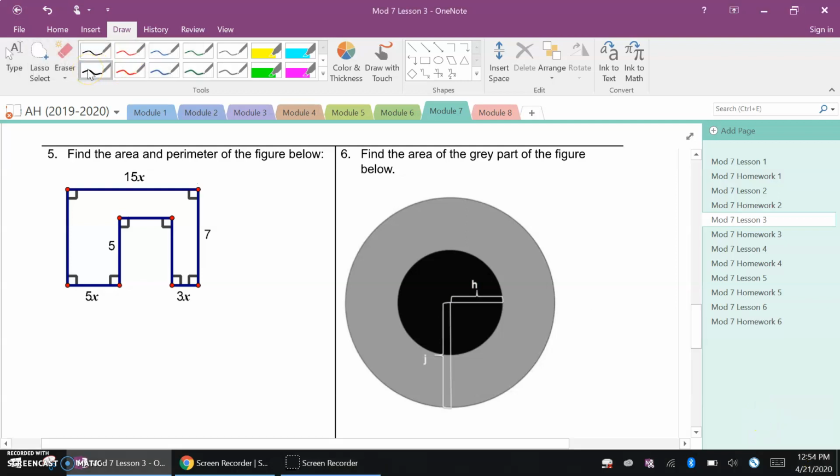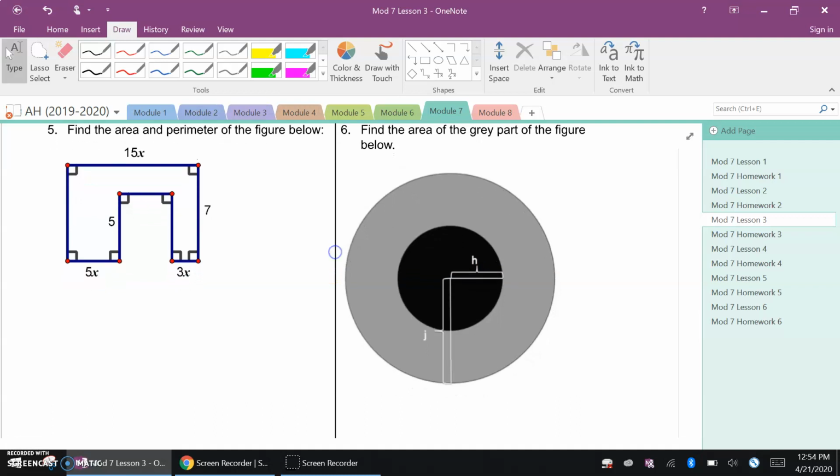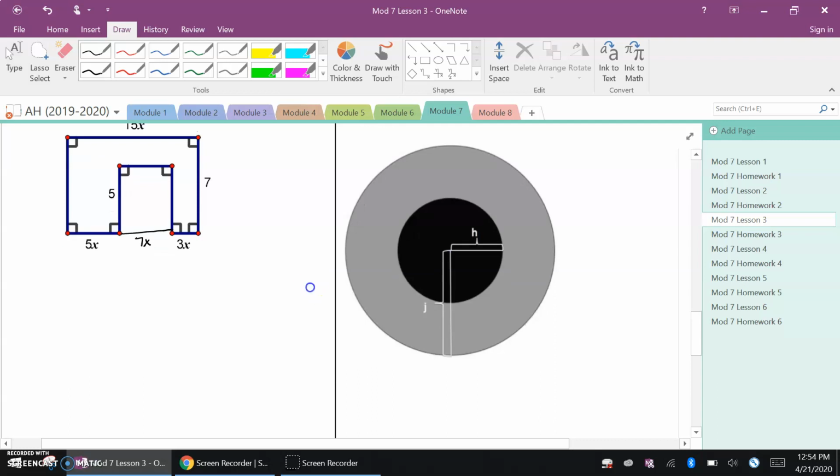Okay, looking at number 5, it asks you to find the area and perimeter of the figure below. So I'm going to go ahead and close up this shape. And if we know the top part is 15x, if we subtract 5 and 3 from 15, we're going to go ahead and get 7x. And so that's going to give us the length of the part that we need to take out.